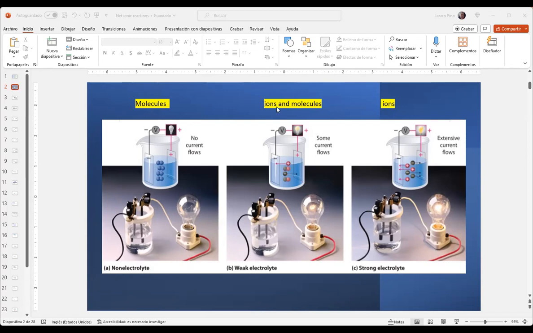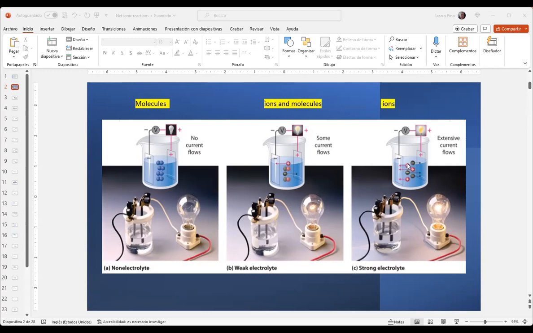But what happens if we have a few ions? Then there will be some light in the bulb. Why? Because the ions in solution will conduct electricity, but not all the liquid has ions. There are a lot of molecules, so the conduction of electricity is not very good. This is the case of a weak electrolyte.